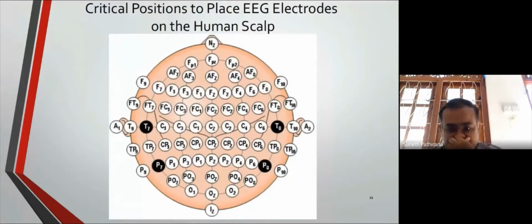So according to the American Psychological Association's involvement, researchers have recognized these critical positions. There are 108 scalp positions where you can place these sensors called EEG electrodes.